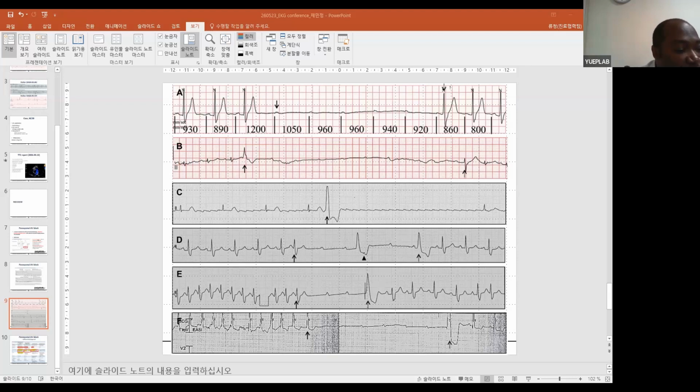At the beginning of the EP study, this was the catheter placement: the duodeca in the RA into the CS, and then quadripolar catheters at the HIS and in the RV. Baseline intervals were as follows. Cycle length was 875, AH interval 52, HV 37, and QRS duration 90 milliseconds.